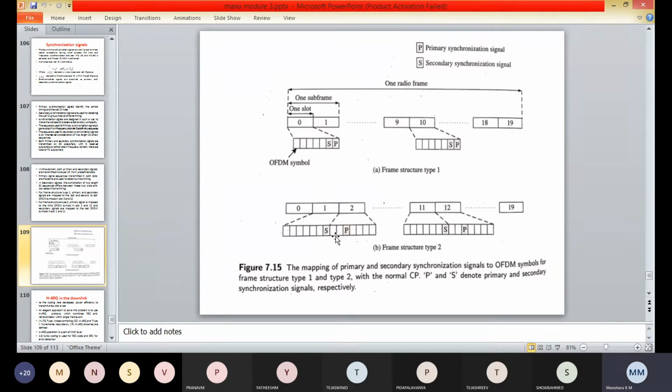And the secondary synchronization signal is mapped to the last OFDMA symbol in slot 1 and in slot 11. So here the difference in the location of the synchronization signals enables the user equipment to detect the duplex mode of the cell. So this is about the resource mapping of the synchronization signals.